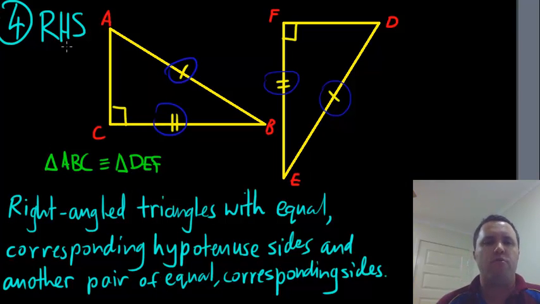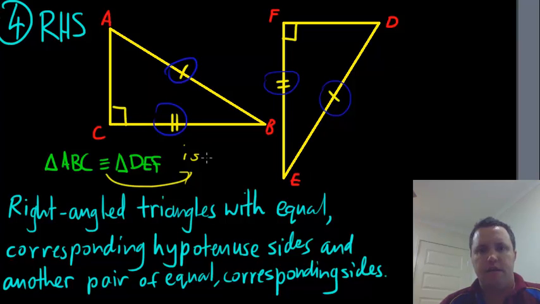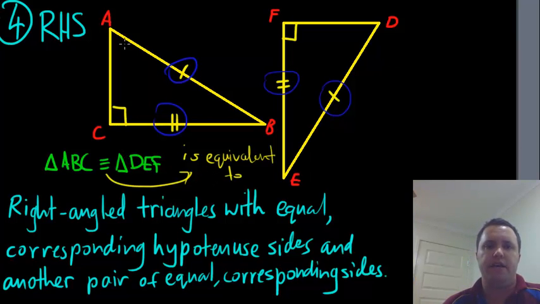And the way that we write these, we sort of looked at this a little bit in our last video on congruence, is that this triangle here, ABC, is equivalent to, remember that's what this little triple equals sign here means, is equivalent to triangle DEF. So triangle ABC is equivalent to triangle DEF.